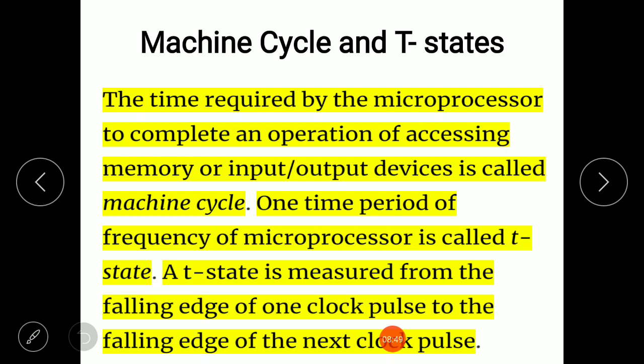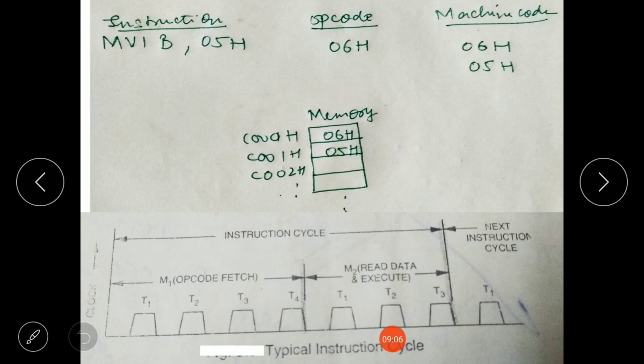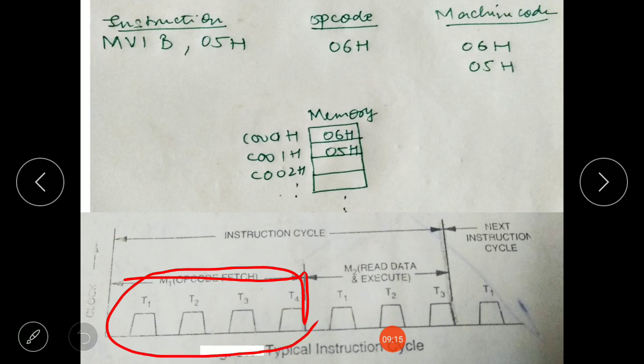Now, the next term that I am going to discuss is T-state. What is T-state? T-state is one time period of the frequency of the microprocessor, or you can say it is the subdivision of an operation performed in 1 clock cycle. For example, this is a machine cycle for opcode fetch. So these are the T-states. 1 clock cycle will constitute 1 T-state.